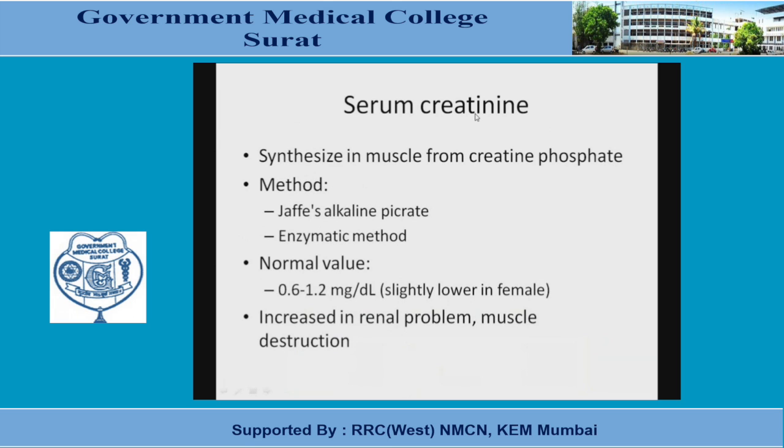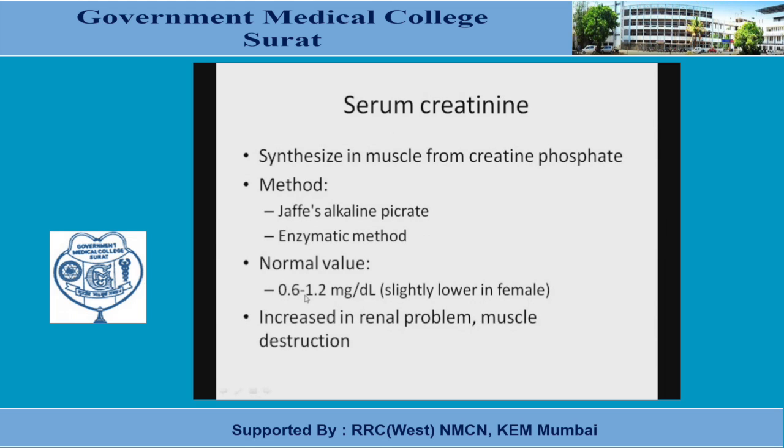Second is the serum creatinine measurement. Creatinine is synthesized from creatine phosphate in the muscle by non-enzymatic conversion, and it is synthesized at a constant rate. The most common method for the assessment of serum creatinine is the Jaffe kinetic method, or the second method is an enzymatic method. Normal value is around 0.6 to 1.2 milligram per deciliter. In the case of females, muscle mass is low, so the value is slightly lower.